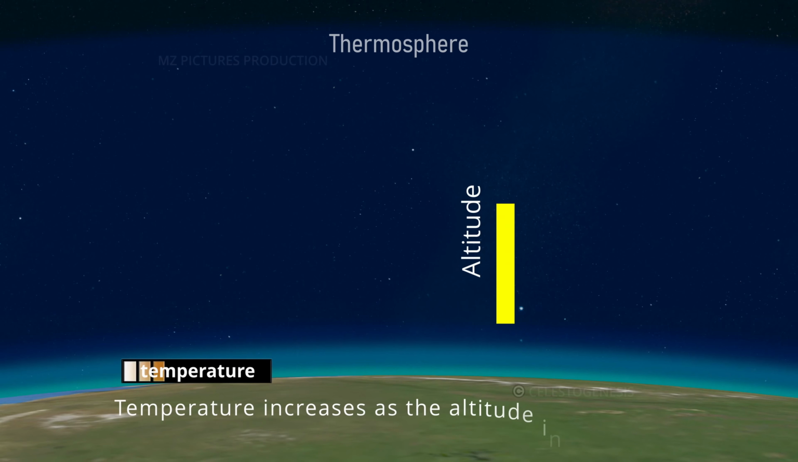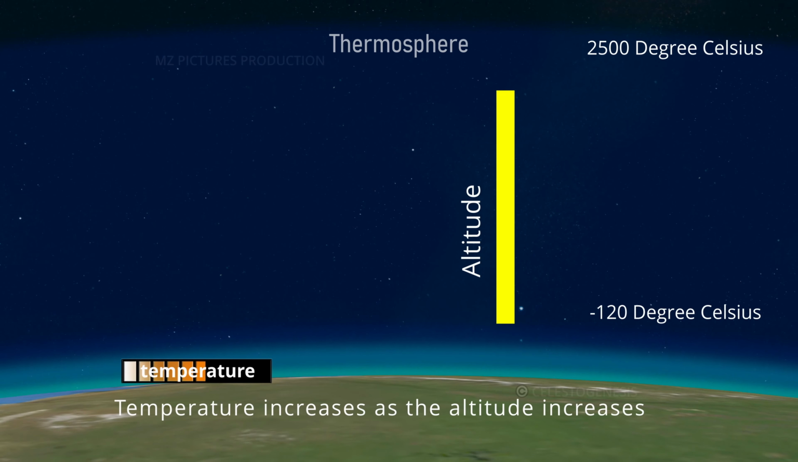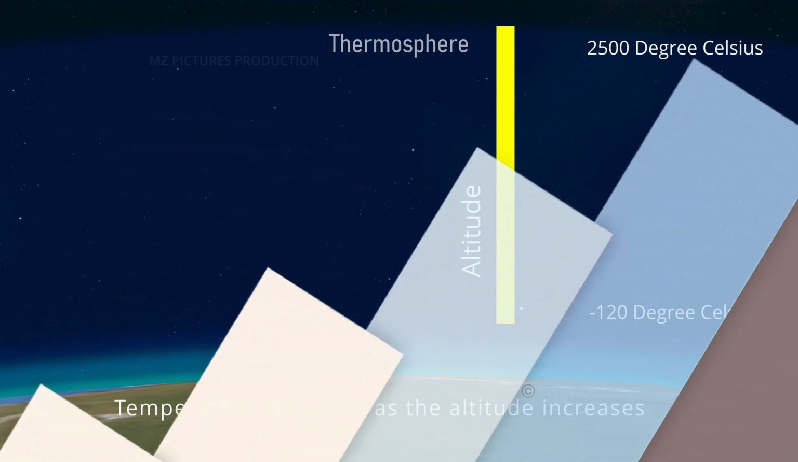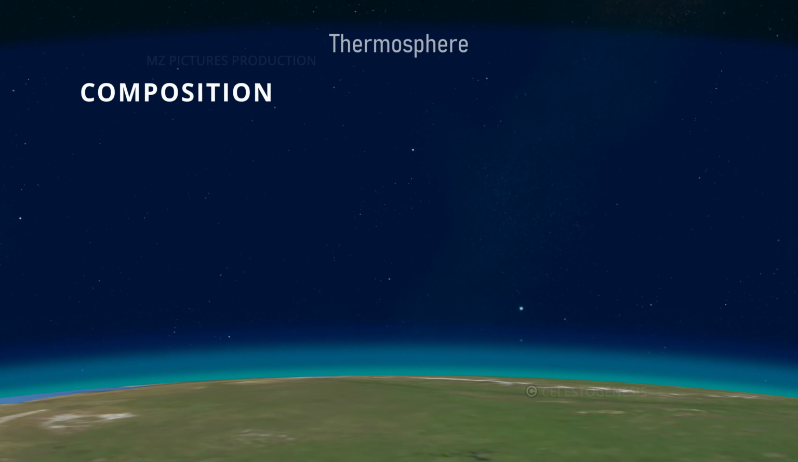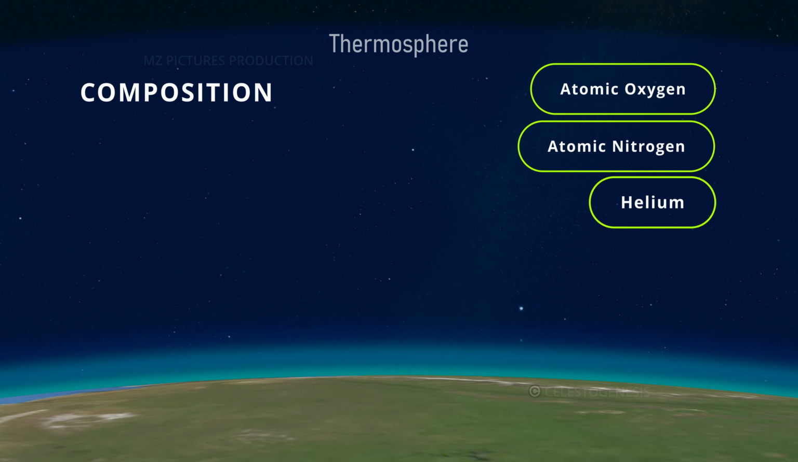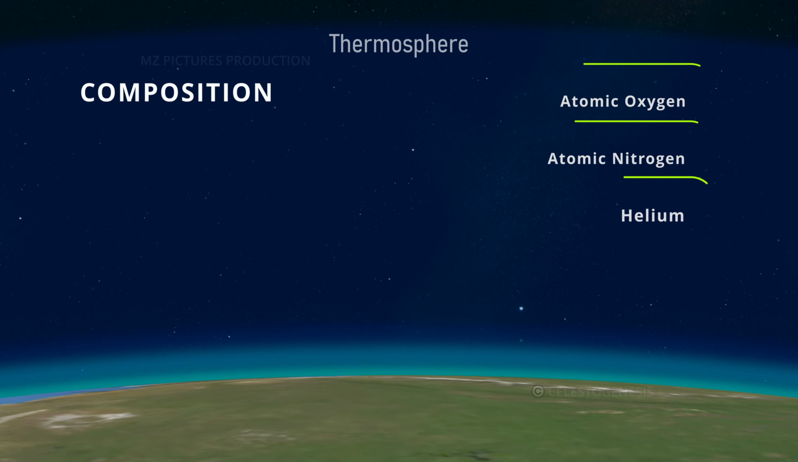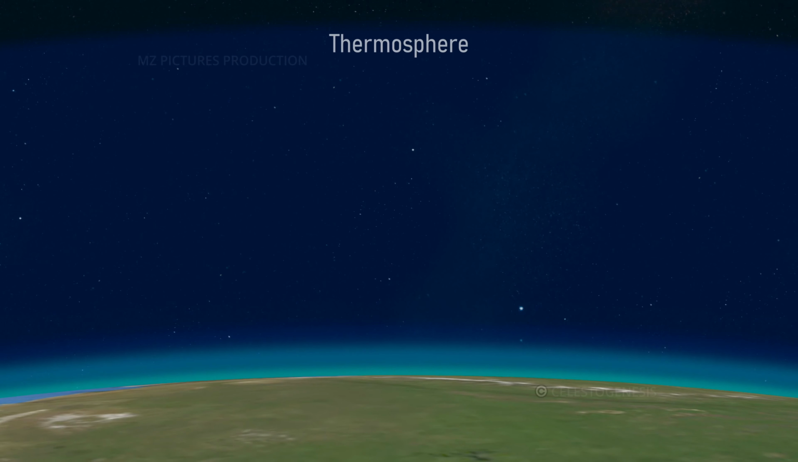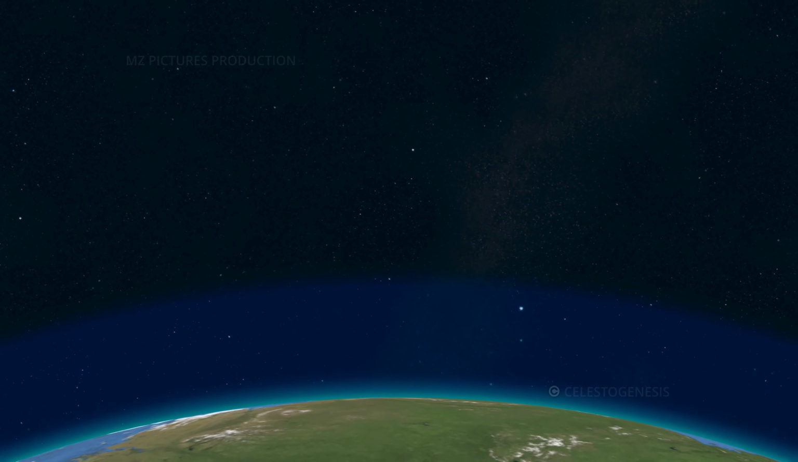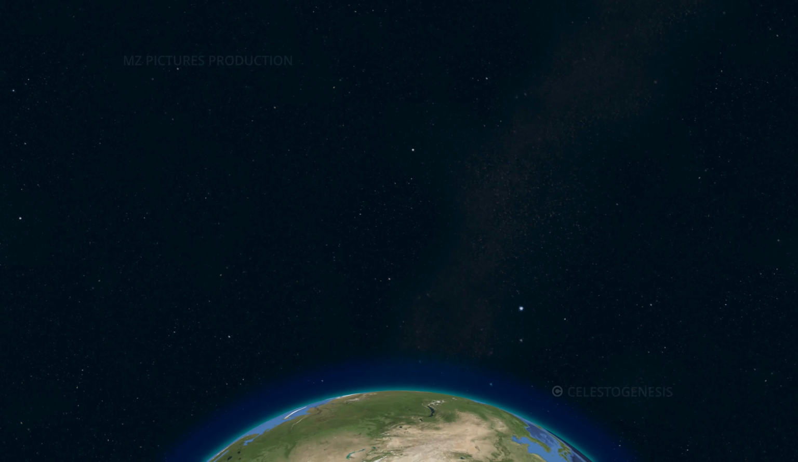It increases from minus 120 degrees Celsius at the bottom to 2,500 degrees Celsius at the top. The major components are atomic oxygen, atomic nitrogen, and helium. The thermosphere is home to the International Space Station as it orbits Earth. This is also where you'll find low Earth orbit satellites. Let's move on to exosphere.